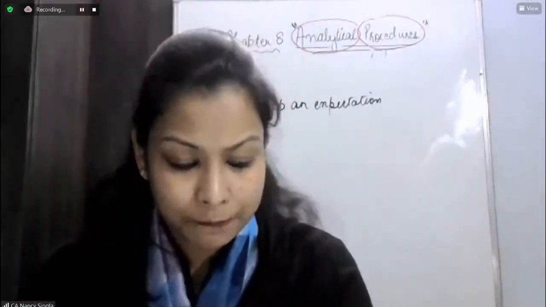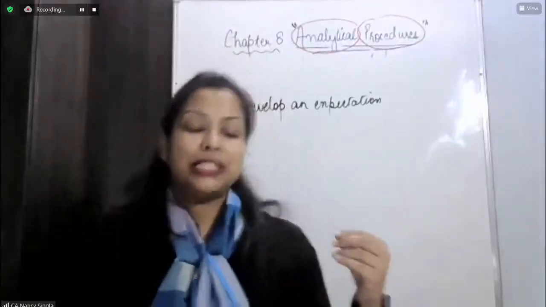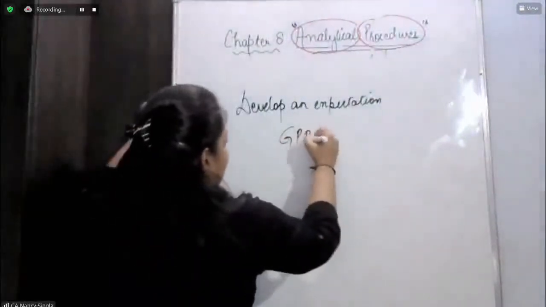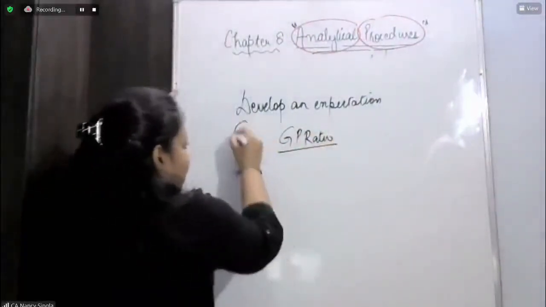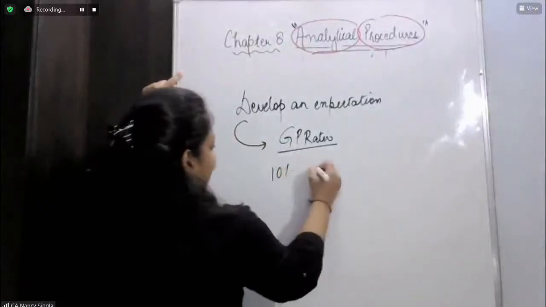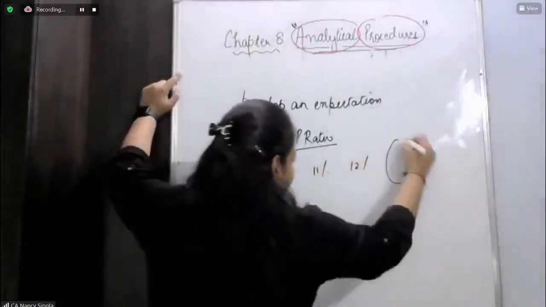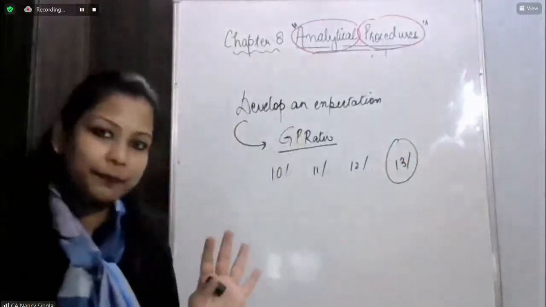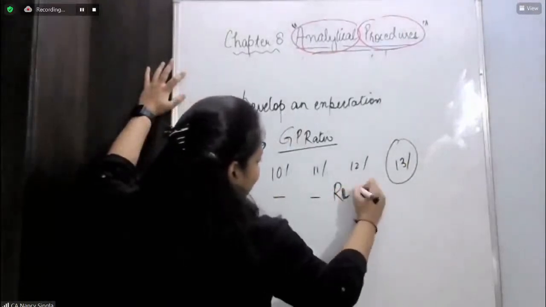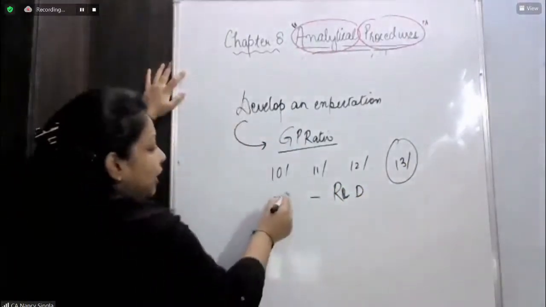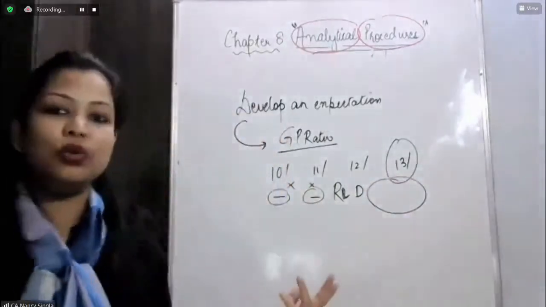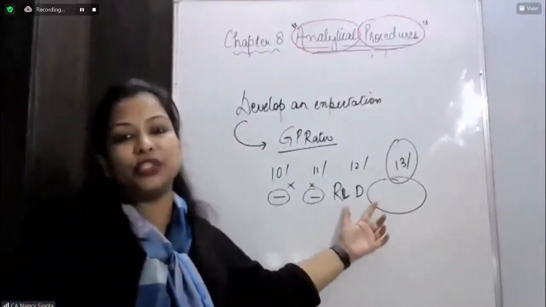Ma'am, what is meant by that? See, it simply says, suppose you want to check the GP ratio. You want to verify the GP ratio. Either developing an expectation is possible. You will see last year it was 10%, 11%, 12%. This year I am expecting 13%. This is fine. Now tell me, suppose last year there was R&D, research and development expenditure, and the year before last there was no R&D. Is it possible to develop an expectation here? No. You will have to perform test of details.